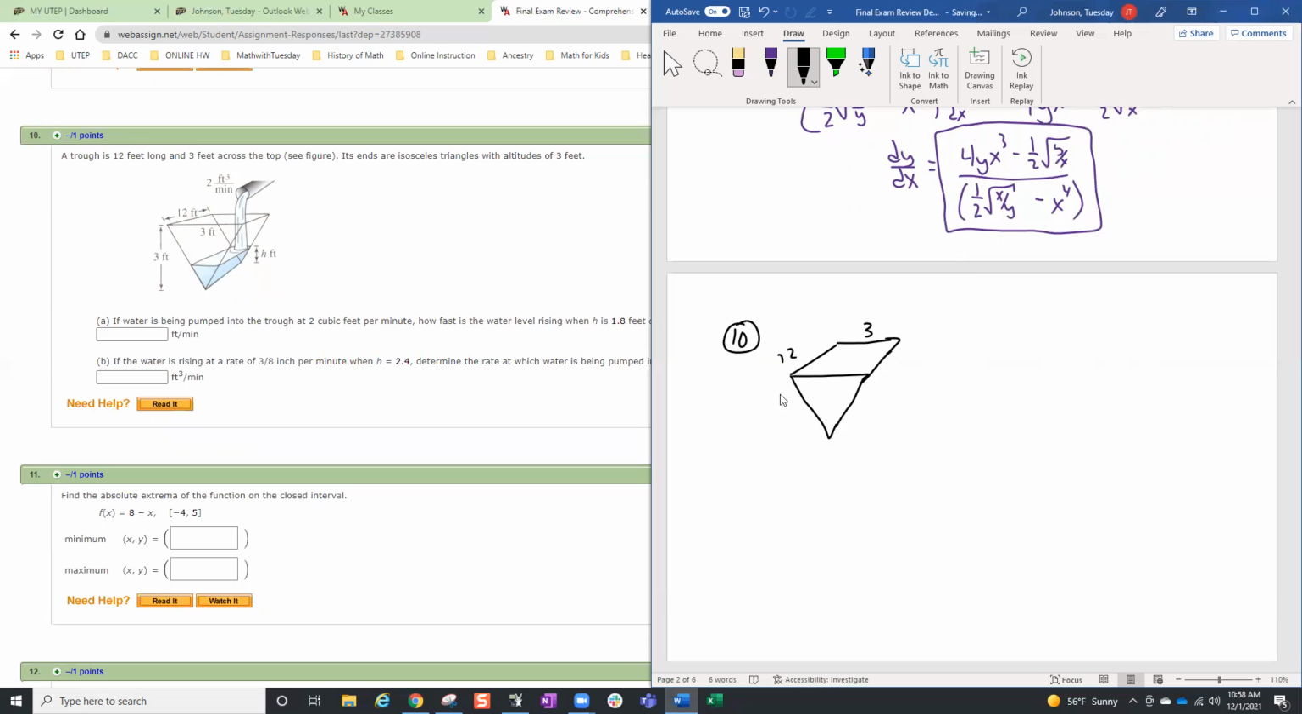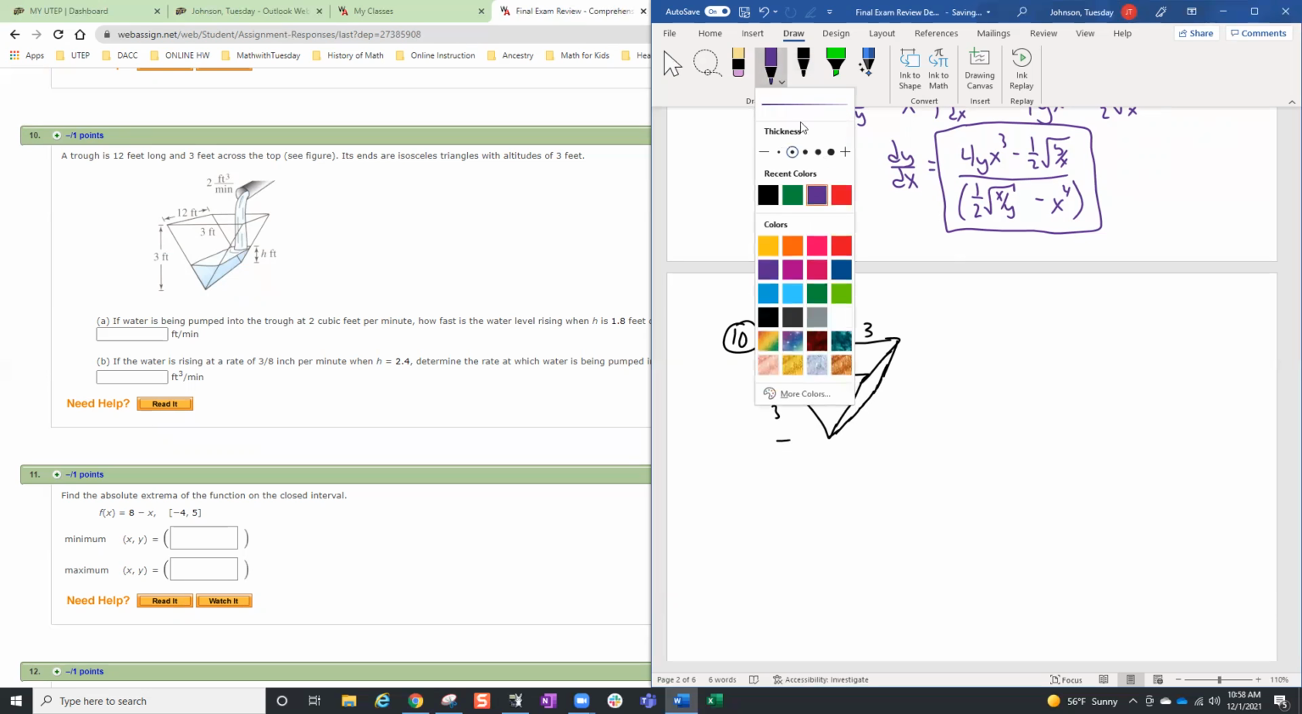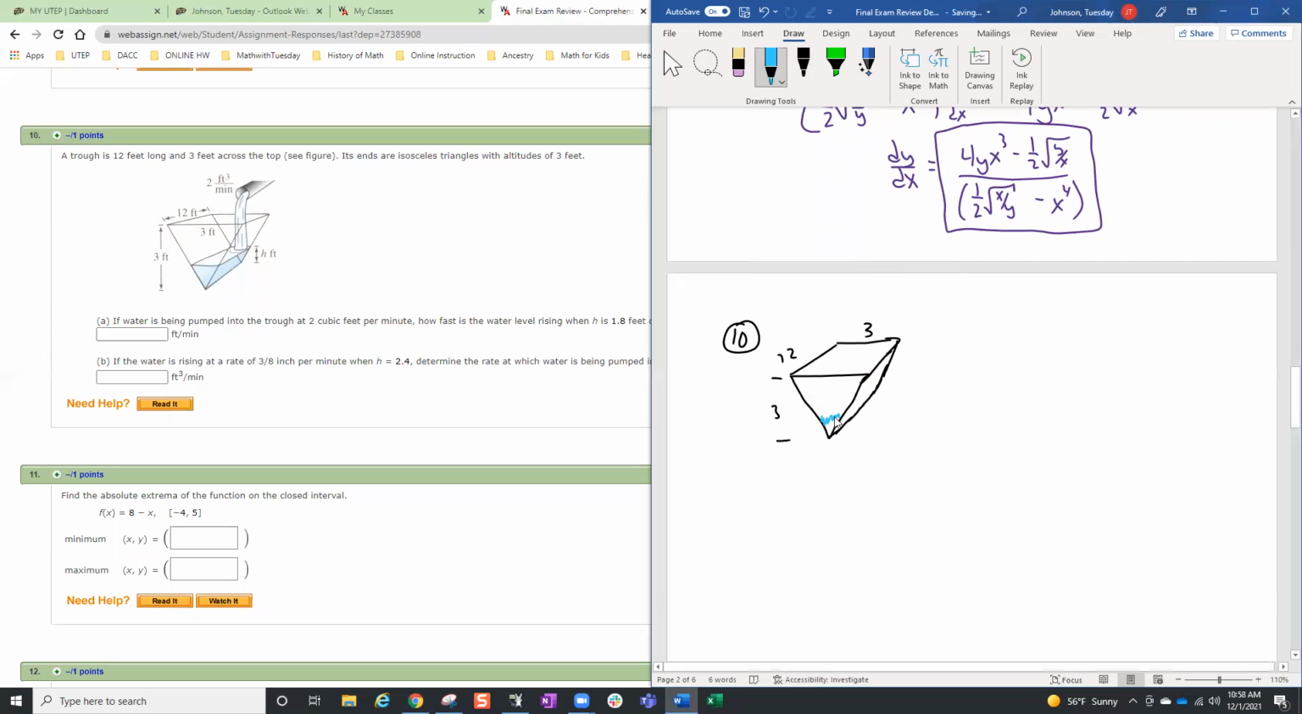So I know that if this is 3 feet, I know that this angle is, it's nice. It's super nice. Isosceles triangles. So it's a nice angle here. We're good. And our water depth, so let's bring this back here. Our water depth, let's make it blue. And nice clean water.